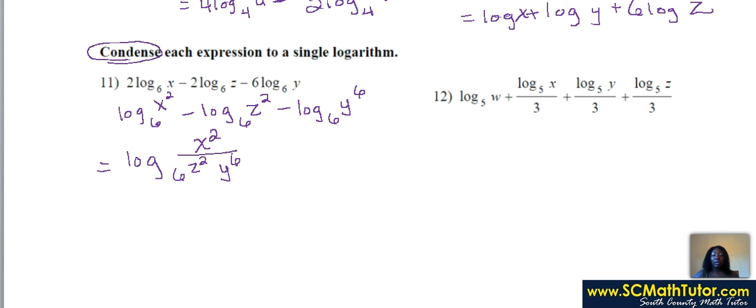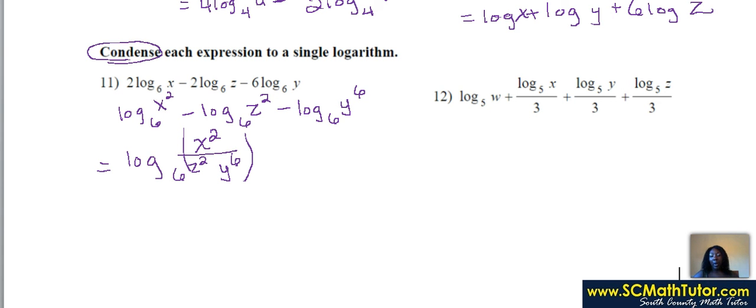Next, number 12. And notice we now have one log. This is log base 6 of x squared over z squared y sixth. You can put that in parentheses to keep them together if you'd like. Number 12. You see this and then you see all the additions, okay? Addition becomes multiplication. And notice how you see all these thirds below.